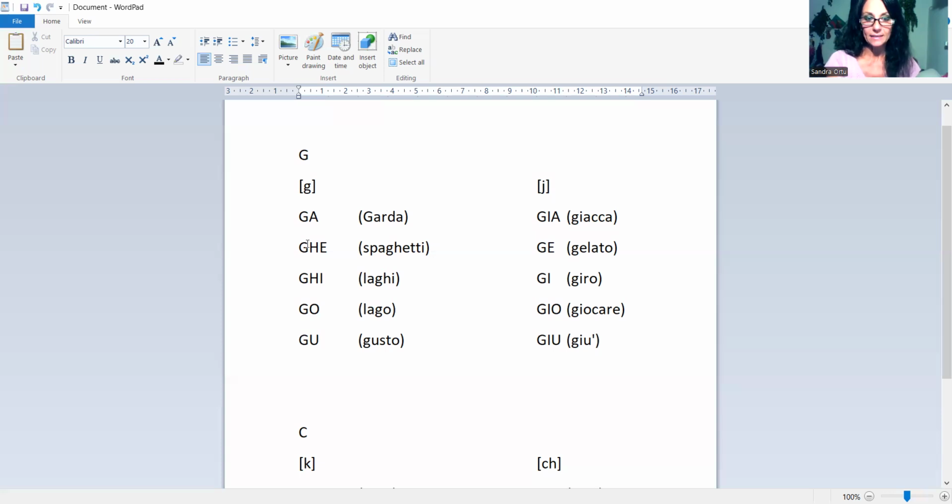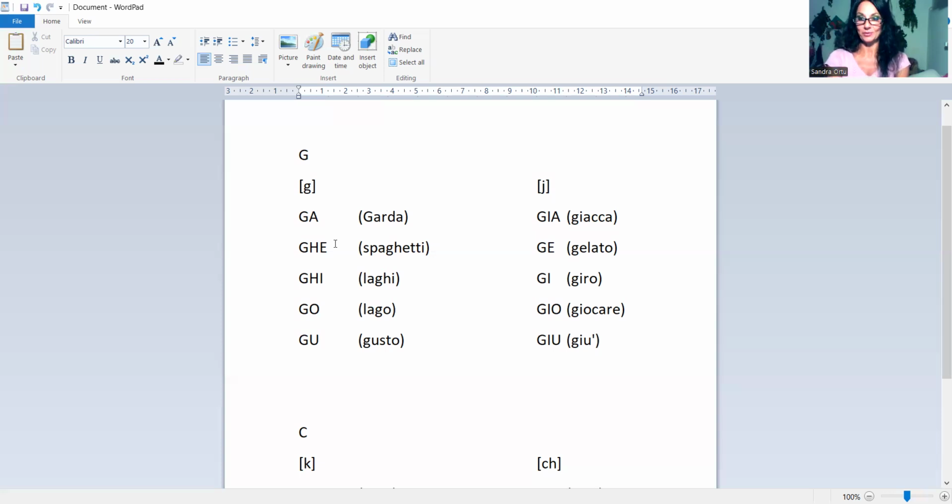As you can see, we have an H here. The H, or acca in Italian, is a silent letter. Apart from one verb, we don't have Italian words starting with an H. And because it's normally silent, Italians tend not to pronounce it.